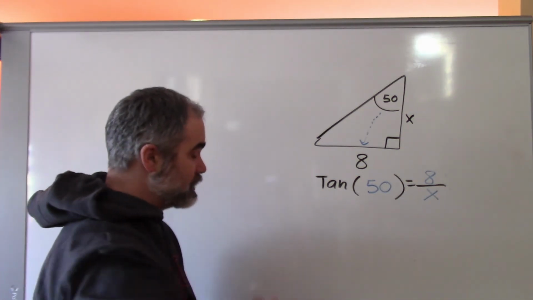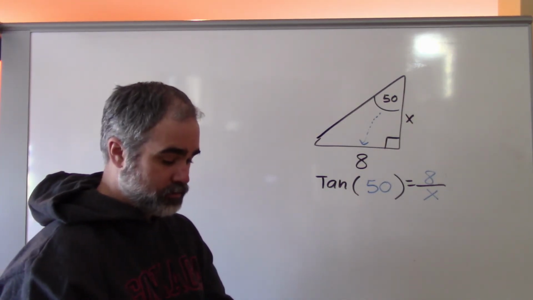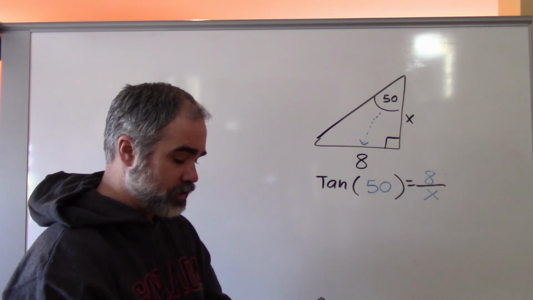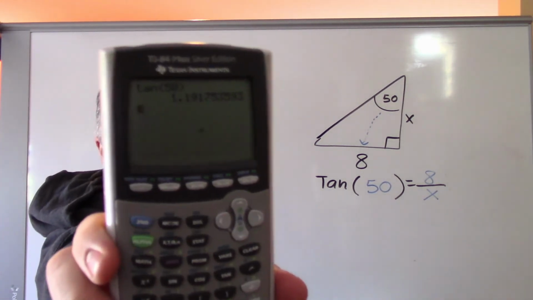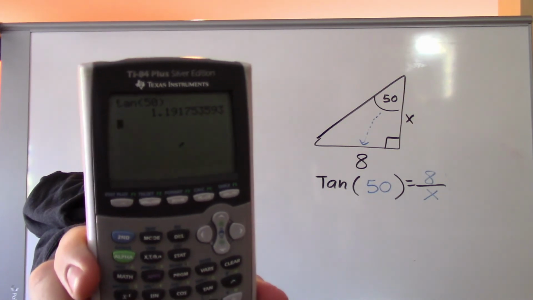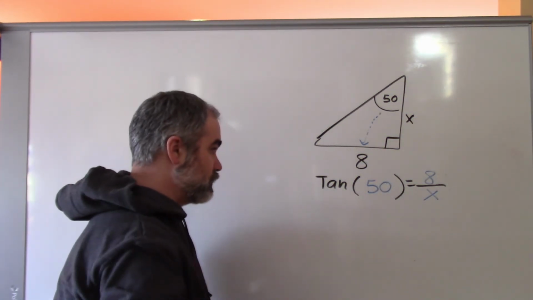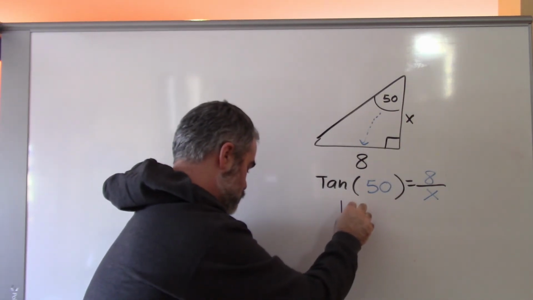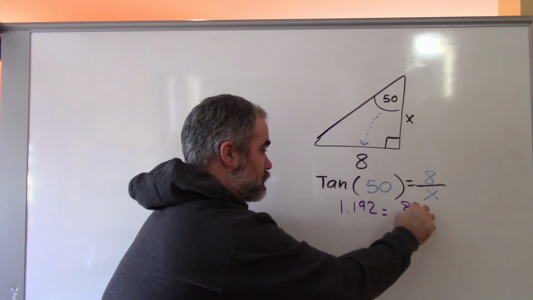Remember, the tangent gives you the opposite over the adjacent. It gives you a number. You don't know what that special triangle is, but the tangent function does. So you go ahead and type tangent of 50 into your calculator, and you can go ahead and write this down. So it's going to give you 1.192 if you round to the nearest thousandth.